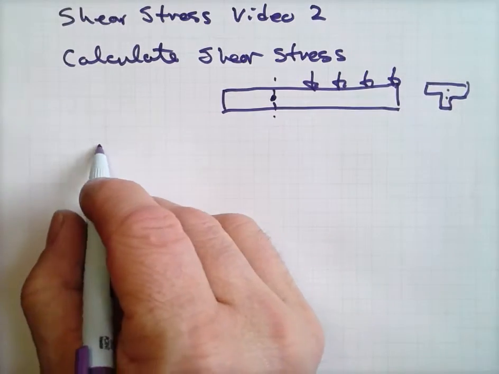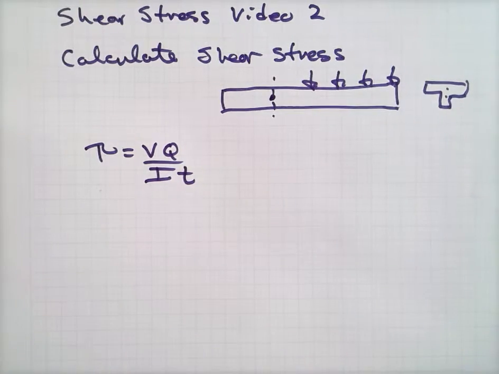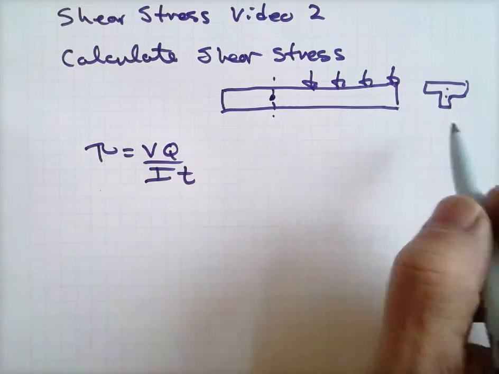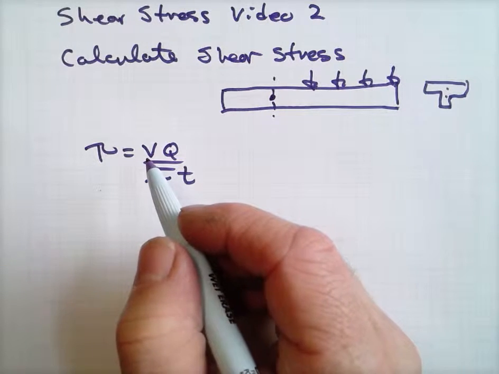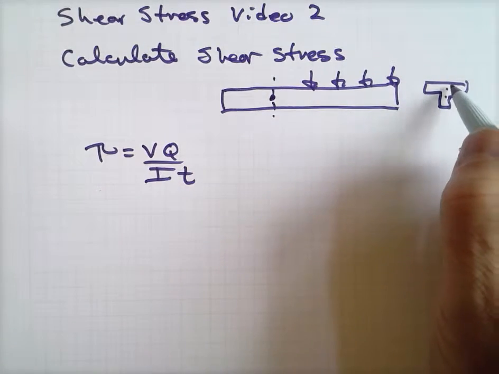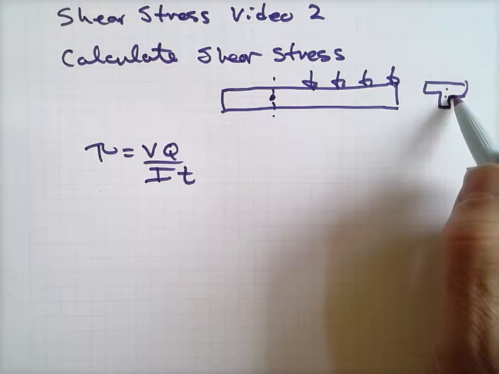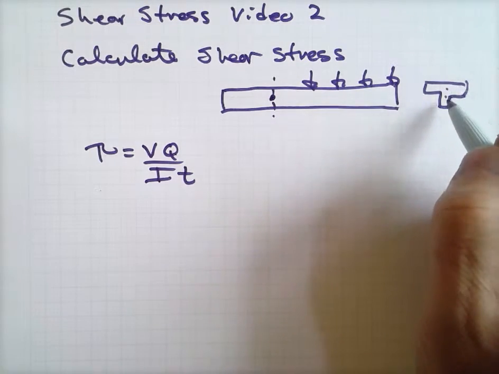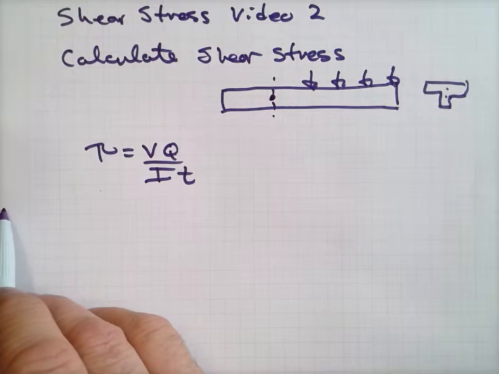Where along the beam tells us what the shear force is. So if we know where along the beam, we can go to the shear and moment diagram, or we can calculate the shear. Once we know where along the beam, we have the cross section. Now we can calculate I. It's the same everywhere for the cross section. And then Q and T depend on where in the cross section we are. All right, let's calculate shear stress.